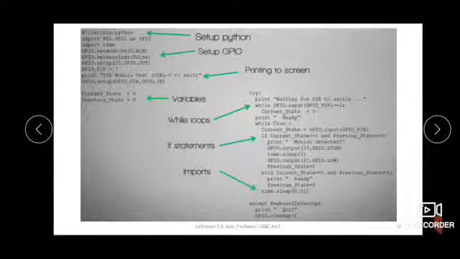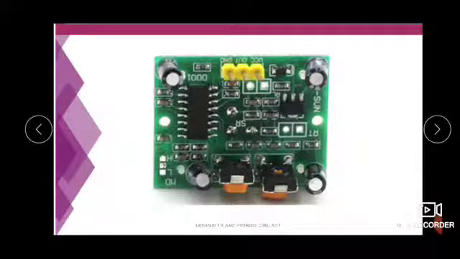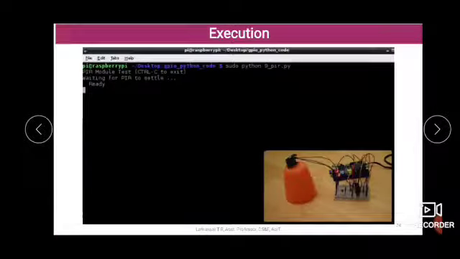So that is how the PIR sensor will work. This is the PIR sensor, and these are the pins on the back side of the PIR sensor. The three pins which you can see here: this one is for VCC, the power supply, this is for the ground, and this is for the output, which is connected to the GPIO of the Raspberry Pi. Now let us see how execution happens.